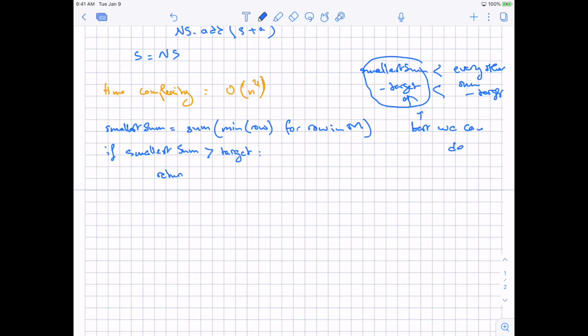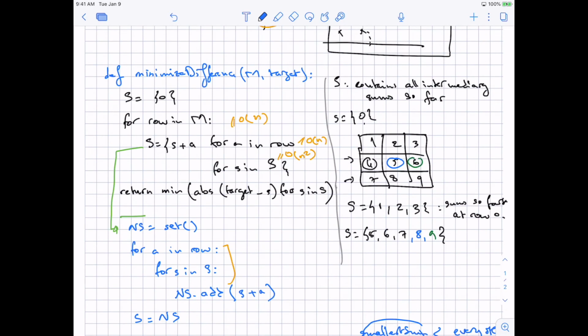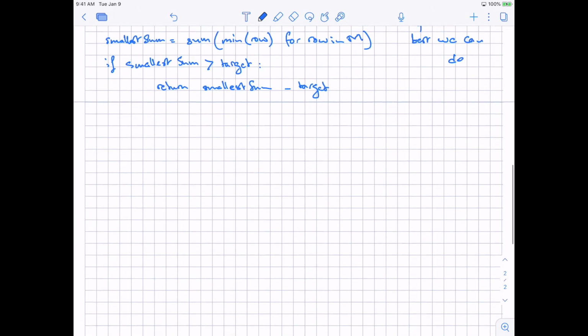So just return smallest minus target, since smallest is the bigger value. Okay, so this is one optimization we can do from the start. Doing it from the start is good because that will cut some things, but it's not enough because the bulk of our work is actually here in these loops.